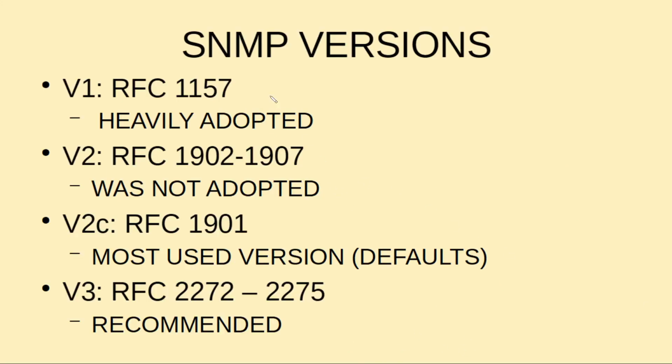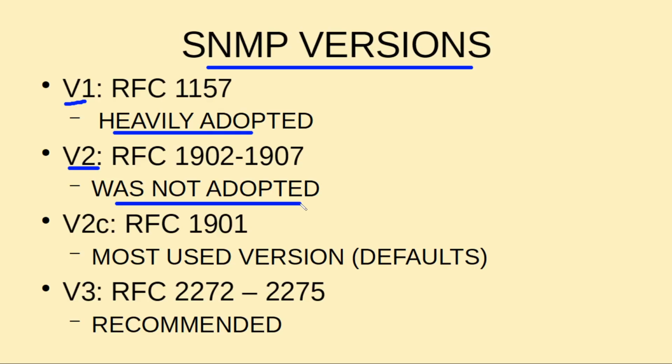Let's talk now about what SNMP versions exist out there. We have version 1 that was heavily adopted, version 2 was not really adopted when it was released. So there was another version that is known as version 2C, that is the most used version nowadays. It is usually the default. We have version 3 now, which is recommended.